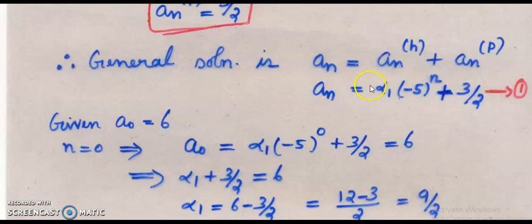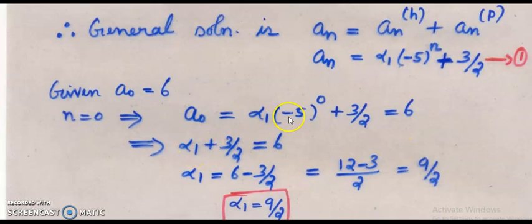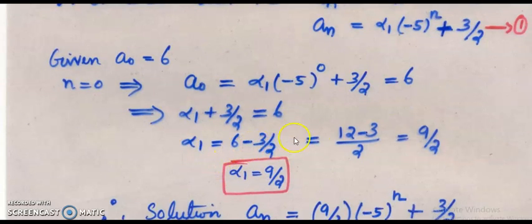So when n is 0, alpha 1 (minus 5)^0 plus 3 by 2. Equation 1 implies a0 equals alpha 1 (minus 5)^0 plus 3 by 2, and a0 is equal to 6, so we equate it to 6. Any number power 0 is 1, so we get alpha 1 into 1, that is alpha 1, plus 3 by 2 is equal to 6. Now alpha 1 is 6 minus 3 by 2. Taking LCM, 12 minus 3 by 2, that is 9 by 2.